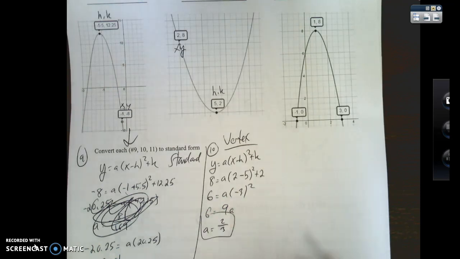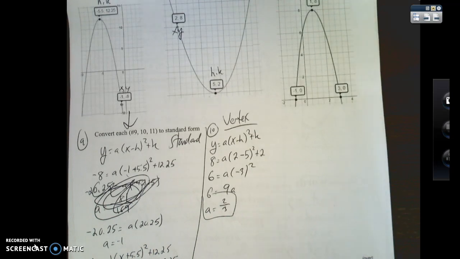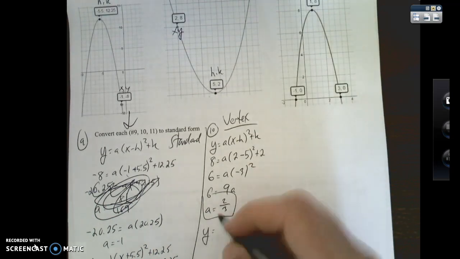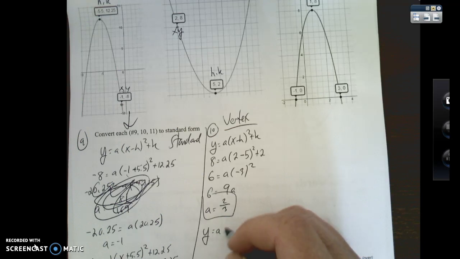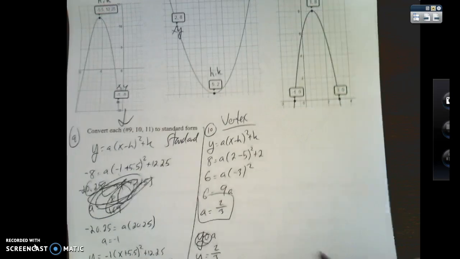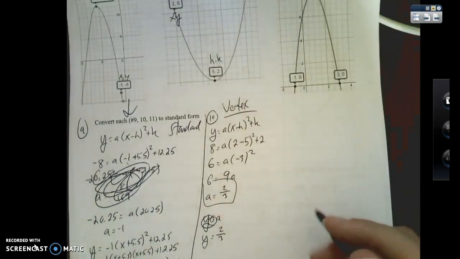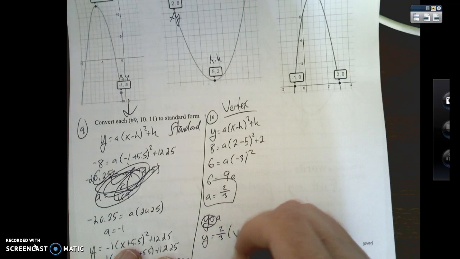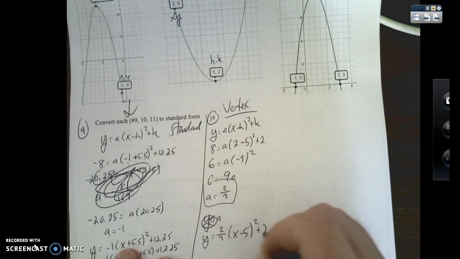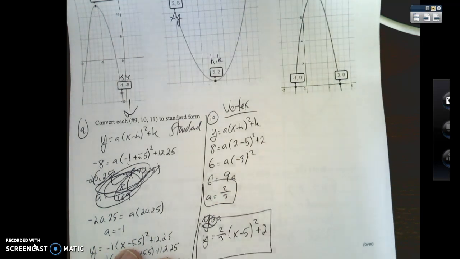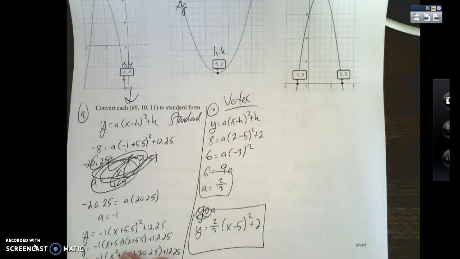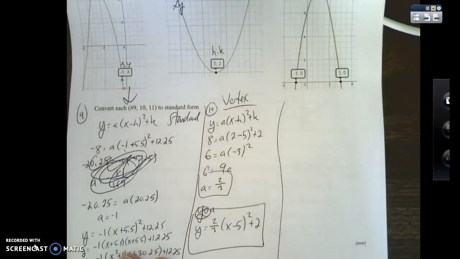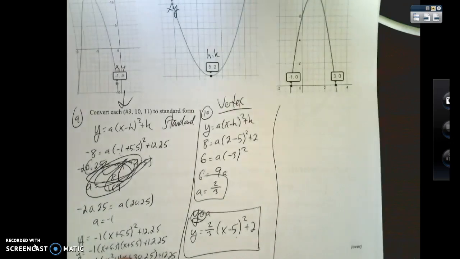How did I get 2/3? 6 divided by 9 is 2/3. Reduce it down. When I plug this back in, y equals 2/3. I have no room over here, I apologize. 2/3 times (x minus 5) squared plus 2. We are done. That's vertex form. It's so nice. If they would ask you to turn that into standard form, you'd FOIL it out, distribute the 2/3, boom. So it's not too crazy.